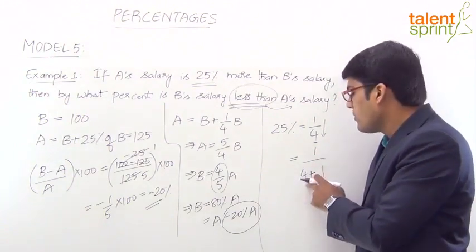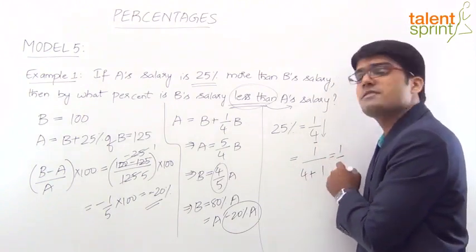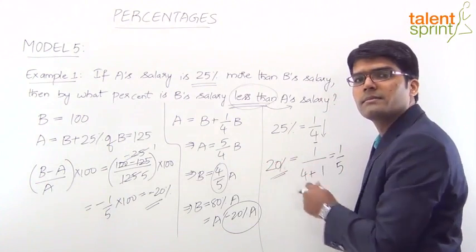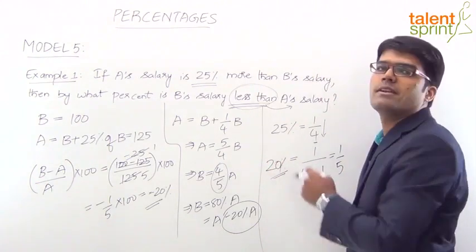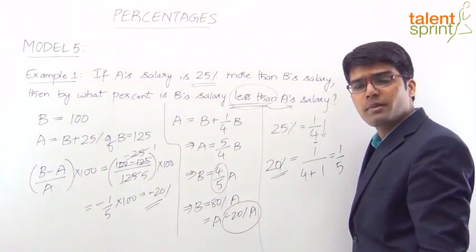So 1 by 4 becomes 1 by 4 plus 1, which is nothing but 1 by 5. 1 by 5 in terms of percentage is 20%. We know this, 1 by 5 is 20%. So your answer for this question should be 20%. B is 20% less than A. Very simple. Need not put pen on paper at all.